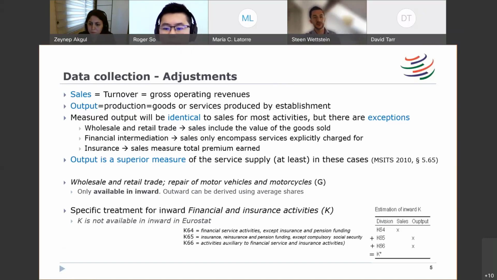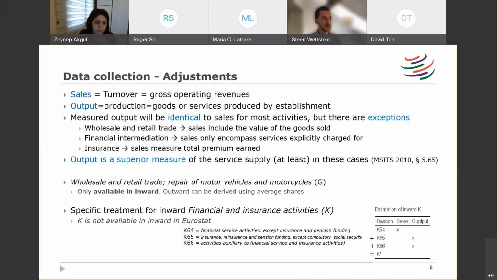There were a few adjustments that needed to be made before working with the data. One main difference was between sales and output. What we mean by sales is the gross operating revenues. Usually they refer to the total invoiced for the sales of goods or services that are rendered, but they also include duties and taxes. And this is not always something that we are interested in.